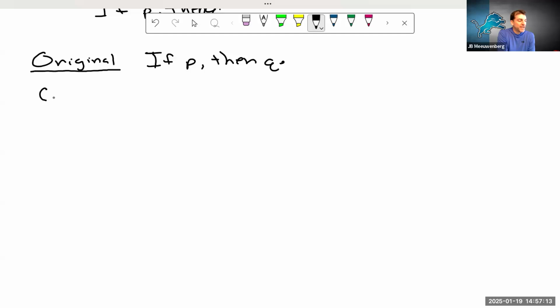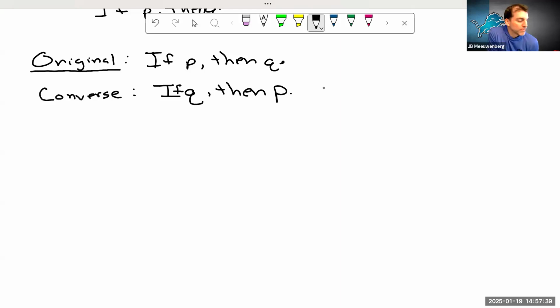So the first one is called the converse of the original statement. So that one looks like this. If Q, then P. So what do you notice there? We just flip-flopped. We reversed the Q and the P. The thing about a converse statement is that it is not necessarily true.